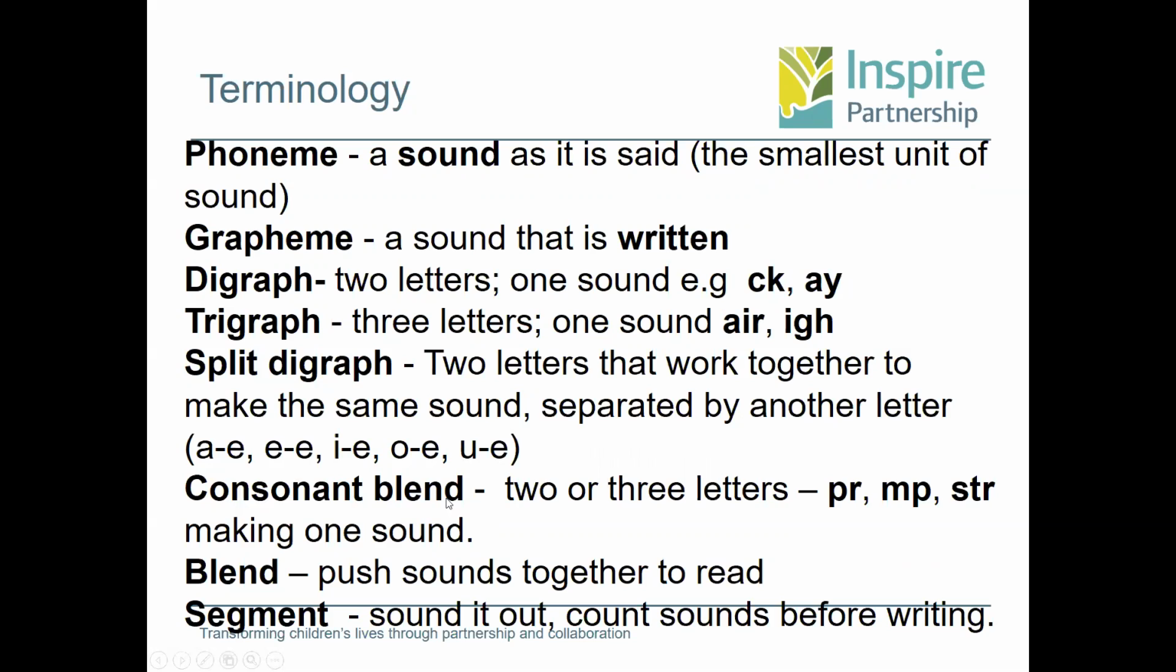Consonant clusters are 2 or 3 letters together that make a blended sound. So p and r together make the sound pr, which might be in the word pram, for example. And m and p make the sound mp. Often it will come at the end of a word or in the middle of a word, like jump, jumping.